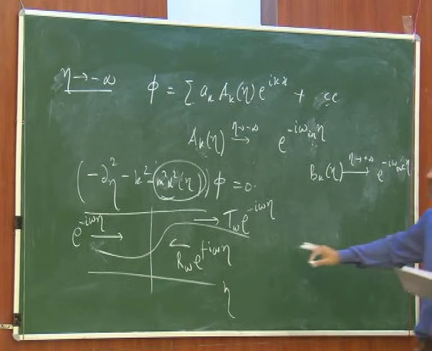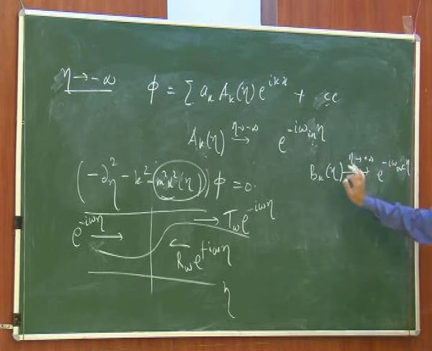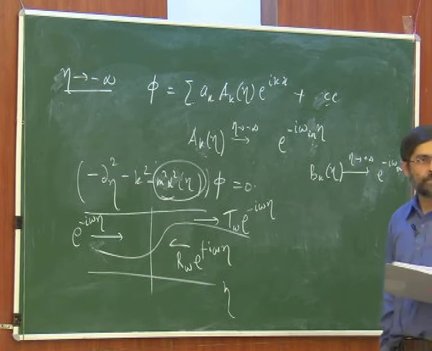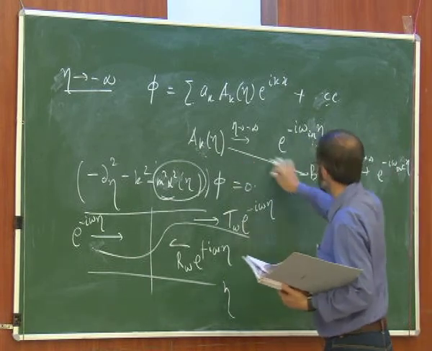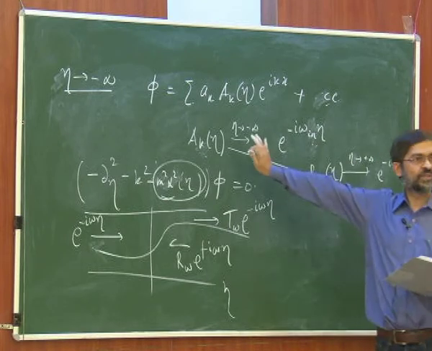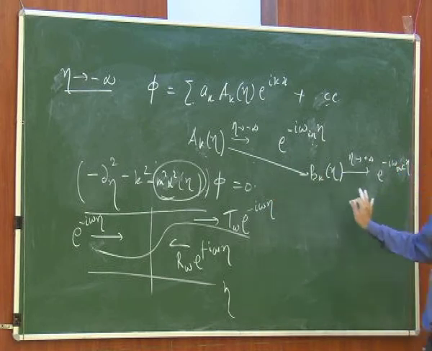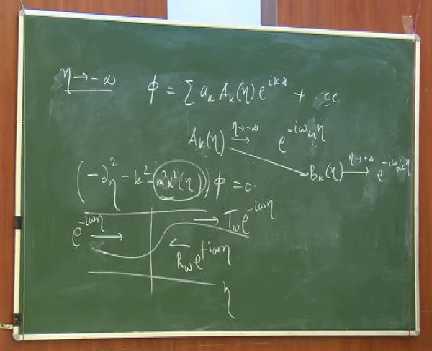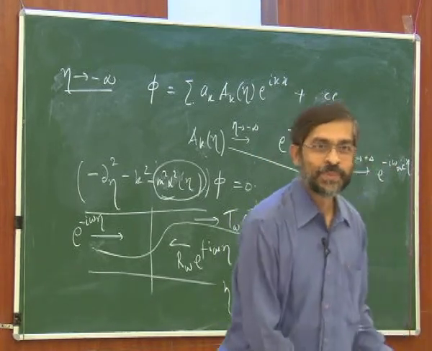That is also well known from one-dimensional potential theory. So I could consider another set of modes which are purely positive frequency in the future. So the purely positive frequency modes a_k(eta) do not go over to the modes b_k(eta). Is that clear to everybody? All right.